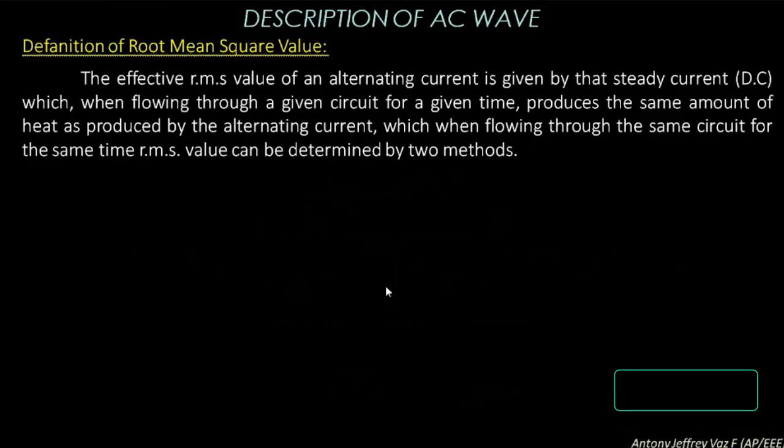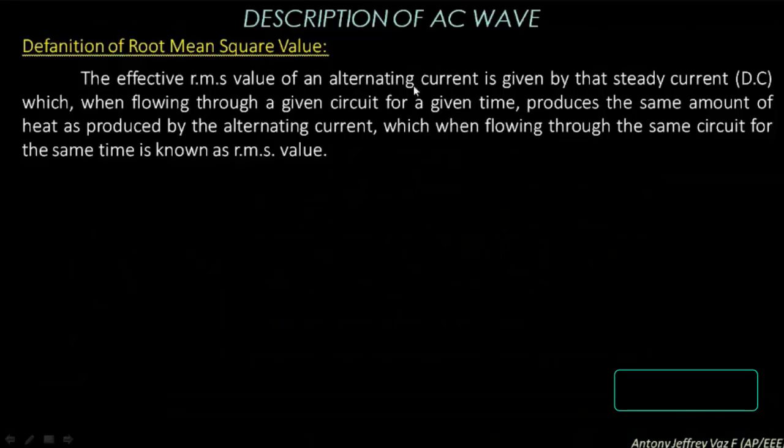First we will be discussing the root mean square value, which is the RMS value. The effective RMS value of an alternating current is given by that steady DC current which, when flowing through a given circuit for a given time, produces the same amount of heat as produced by the alternating current when flowing through the same circuit for the same time. So the RMS value is very easy to understand.